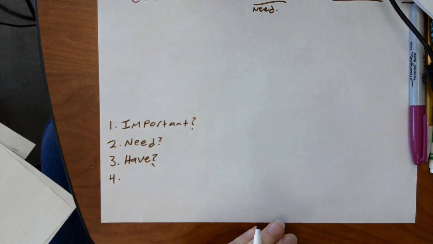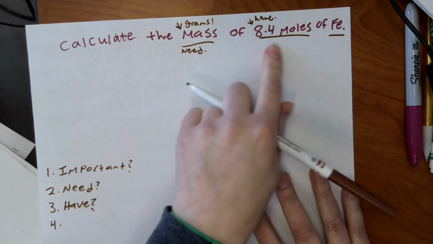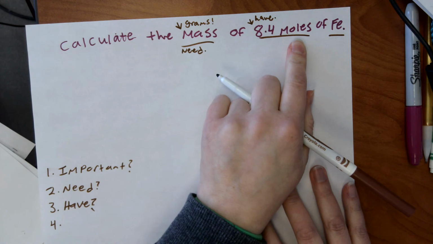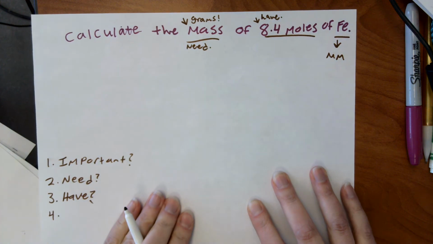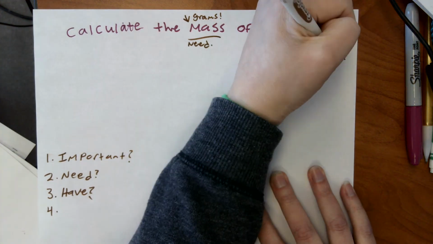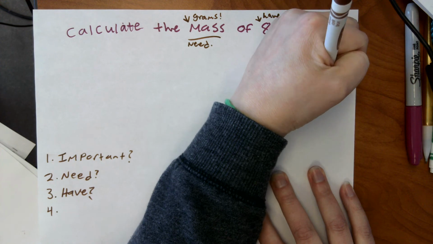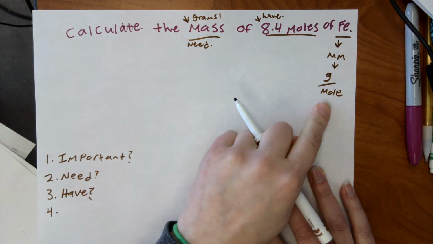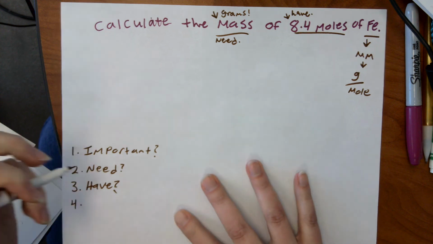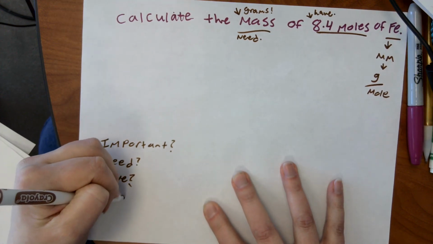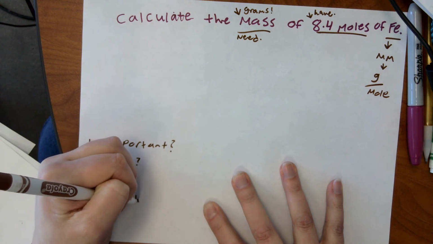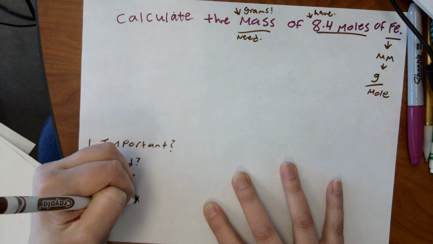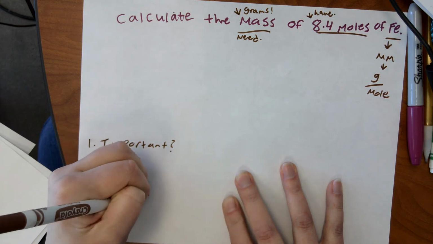4. Look at your relationships. What's the relationship between mass and moles? Not quite sure, but we know that iron has a molar mass, which is in grams per mole, which might help us. I just spelled relationships wrong. Sorry.